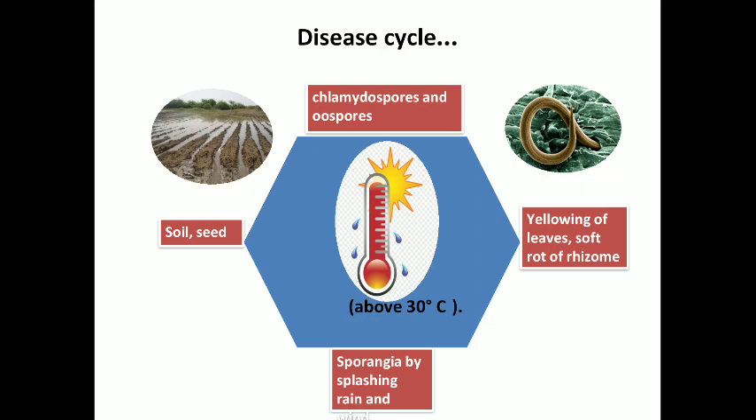Disease cycle. Waterlogging condition, high soil moisture, nematode population and young rhizomes are favorable for the disease development. The pathogen survives in the soil and seed in the form of chlamydospores and oospores. And it develops the symptom, that is yellowing of leaves and soft rot of rhizome. The secondary infection occurs through sporangia by splashing rain and wind. And it requires warm temperature above 30 degrees Celsius.